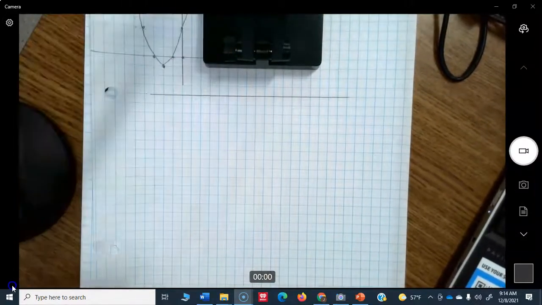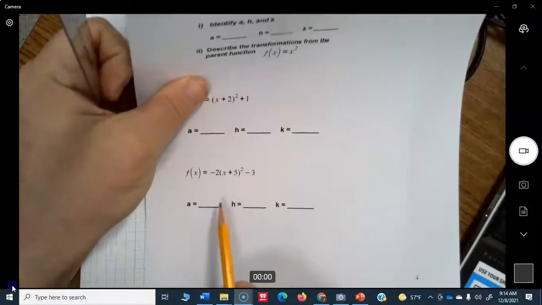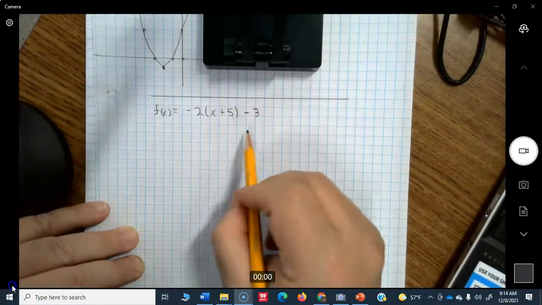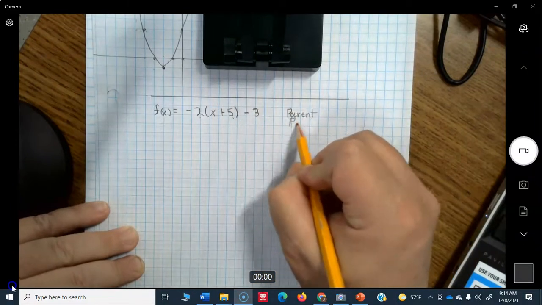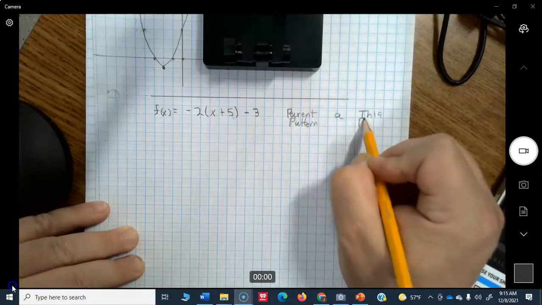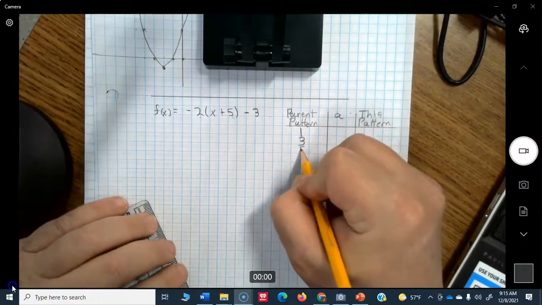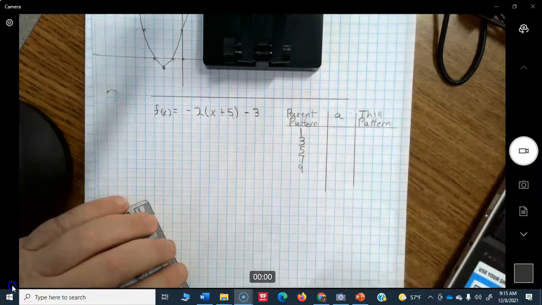It happens to be another -2. I wish they hadn't done that. I wish they'd given us a different number. But here's the function. And I'm getting it from right here, down here at the bottom of page 4 on this assignment. All right, so parent pattern, A, and this problem's pattern, I'm just going to call that this pattern. Parent pattern is always this. You can keep going, but we're not even going to do this many numbers.